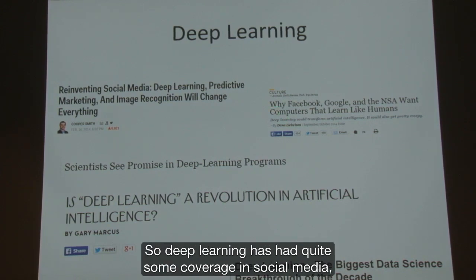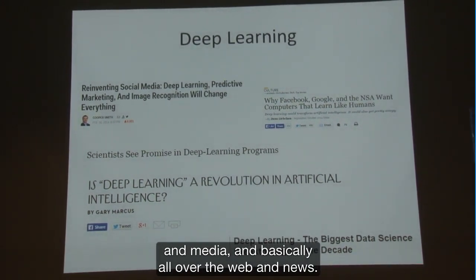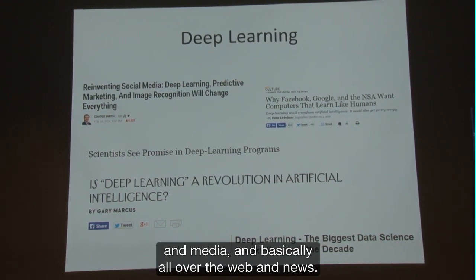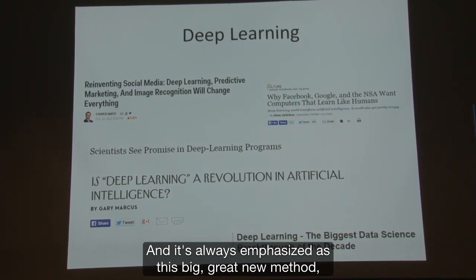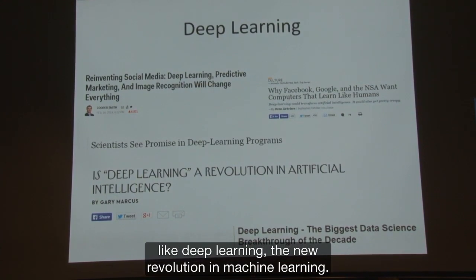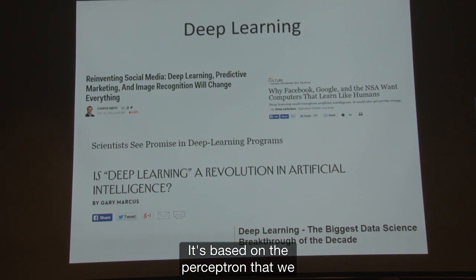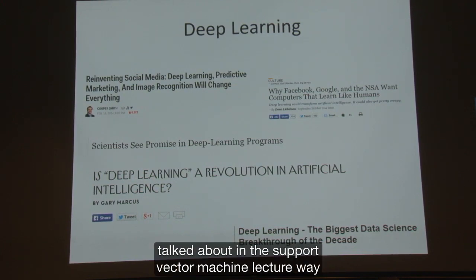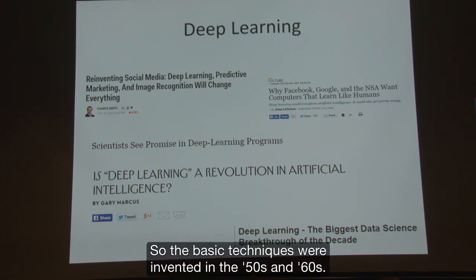So deep learning has had quite some coverage in social media and basically all over the web and news. And it's always emphasized as this big, great new method, right? Like deep learning, the new revolution in machine learning. But what we're going to see today is it's actually not new at all. It's based on the perceptron that we talked about in the support vector machine lecture way at the beginning of the course. So the basic techniques were invented in the 50s and 60s.